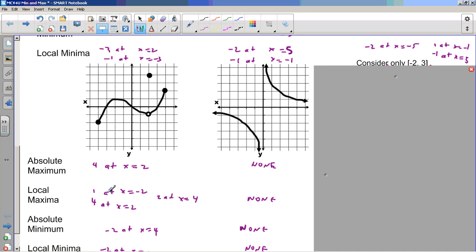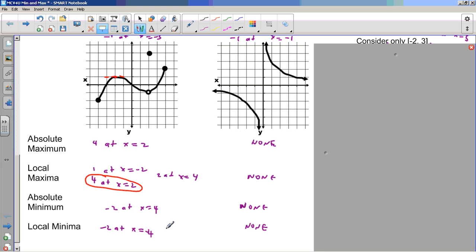Local maximum, well, certainly compared to the values that are near x equals 2, that's the highest, right? There's our absolute one. But there are also two other local maximums, one at a spot where we have a horizontal tangent, and one at an endpoint over here. So there are 3 local maximums in this one.